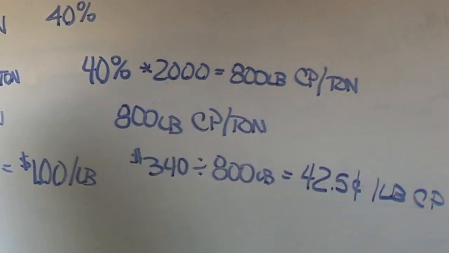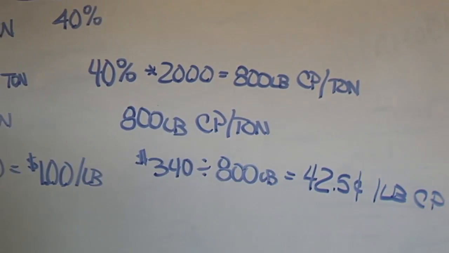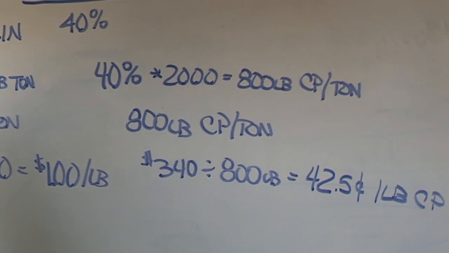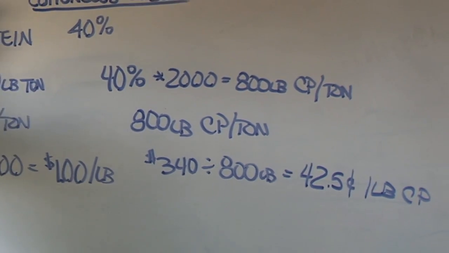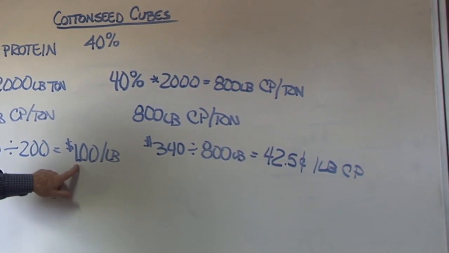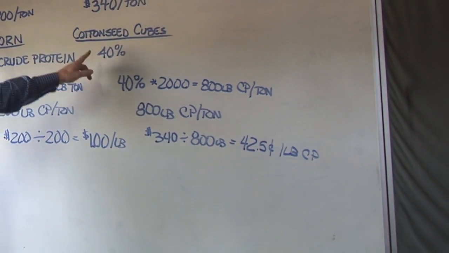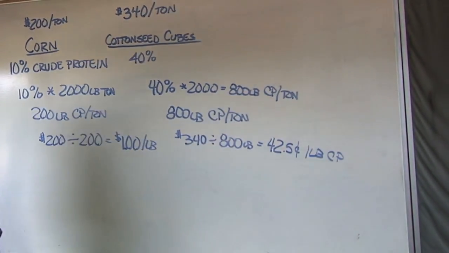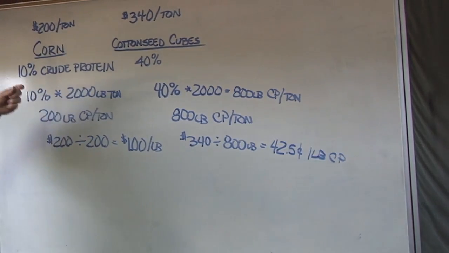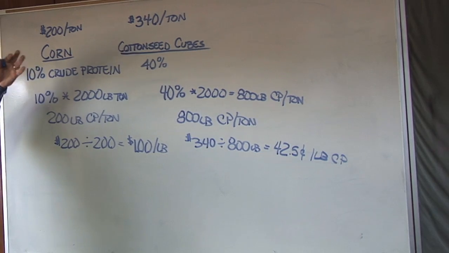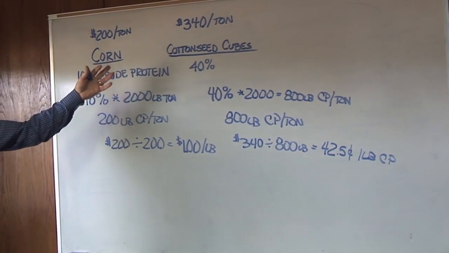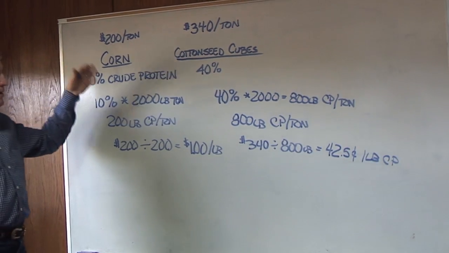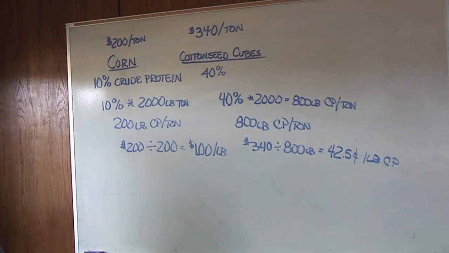So now we can compare those two feeds on an apples to apples basis. If we're looking at protein supplementation, the protein in corn is costing us $1 a pound. The protein in the cottonseed cubes, in this particular example, is 42.5 cents per pound. And you can do that for any nutrient. We did this for protein. You could do it for energy. You could use TDN content. You could do it for the minerals. You can do it for any particular nutrient.